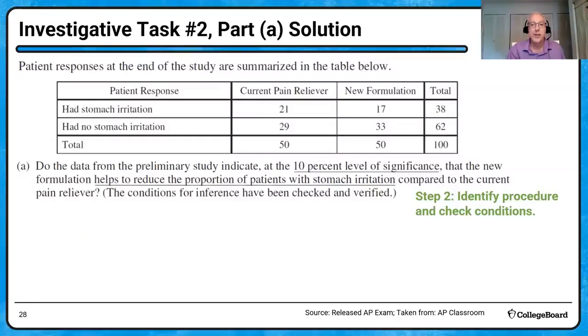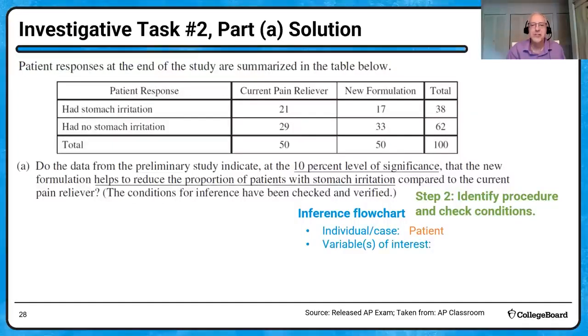On to step 2. Identify the procedure. We need to do that. Check the conditions. We don't need to do that, thankfully. So we'll go to the inference flow chart, one of our vital resources. We start by identifying the individual or case. Well, it's a patient who is suffering in this case.